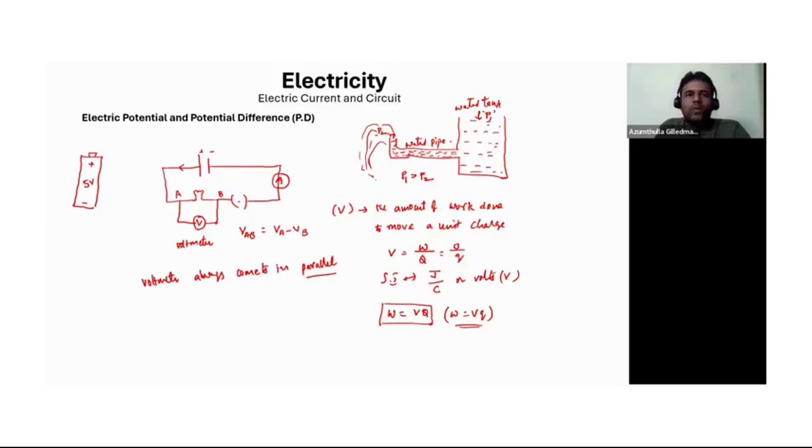So what is the potential difference? Potential difference is the amount of work done to move a unit charge. The formula is V equal to W by Q, and the SI units are joule per coulomb or volts. This potential difference can be measured using the device voltmeter, and the voltmeter always connects in parallel in the circuit. How about the ammeter? The ammeter measures the electric current, and it always connects to the circuit in a series connection.